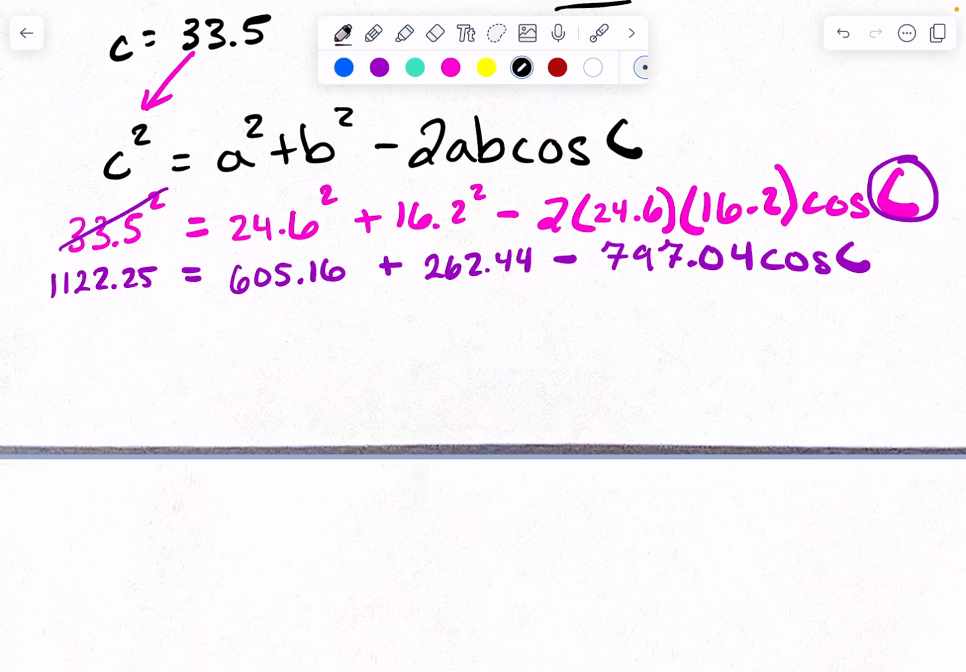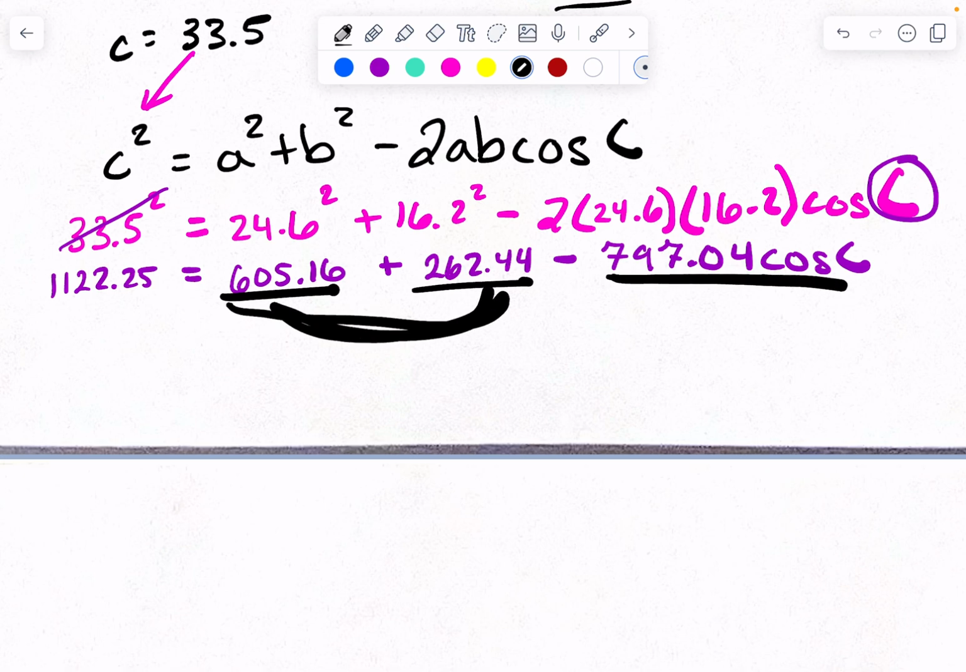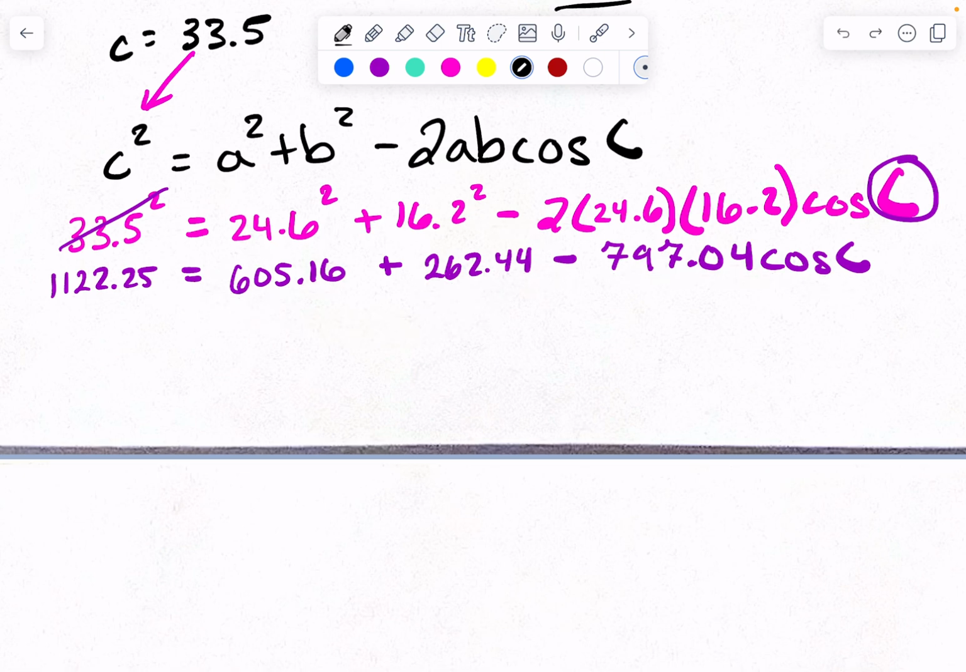You geometry kids, you know exactly what I'm going to say. I have people all the time that try to screw this up because they add this together with this and then subtract that. Okay, you can certainly add these two together. That's no big deal, but this is attached to the cosine, so you cannot put those three things together. You can put these two together, but not the other ones, okay? So these two together would be like, I don't know, 867.60. Let me check that. Yes, minus 797.04 cosine of C.